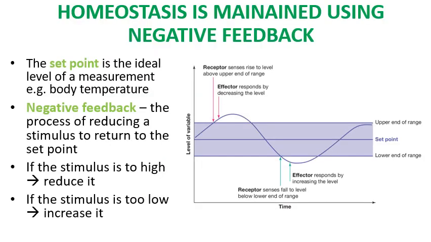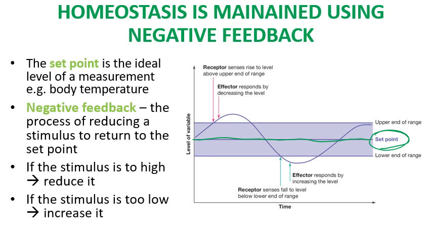So firstly, homeostasis is maintained using this idea of negative feedback. If we look at this graph here, you don't need to memorize it or write it down, but it's the whole idea that for every measurement in our body, like temperature, blood sugar levels, water levels in our blood, there's this level that we want to keep things stable at, which is this line in the middle. And we call that ideal measurement the set point.